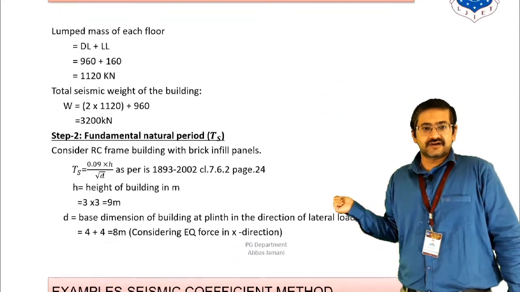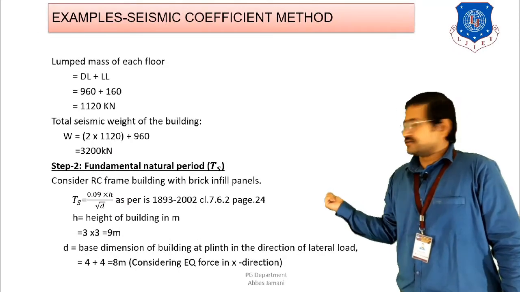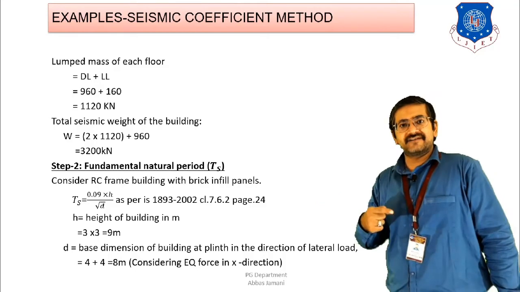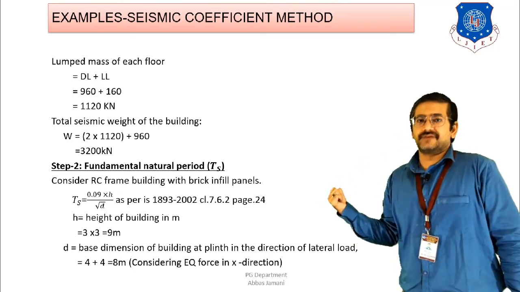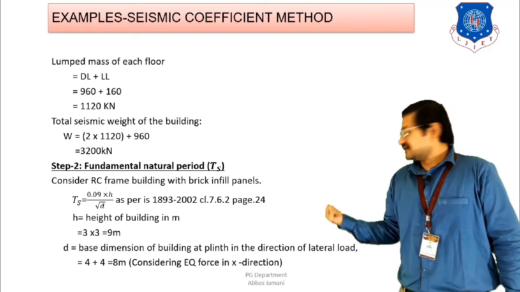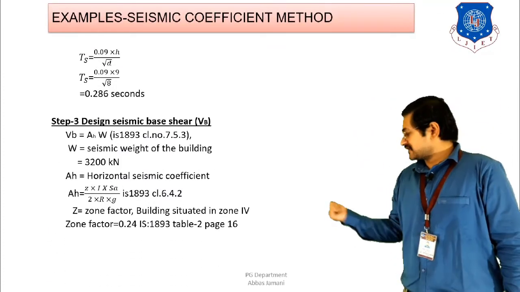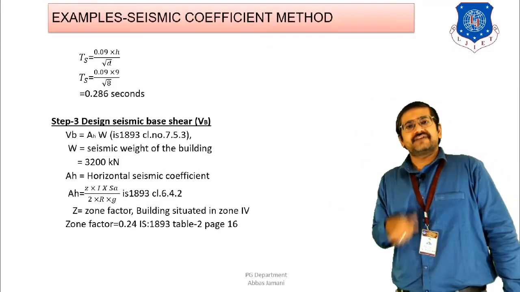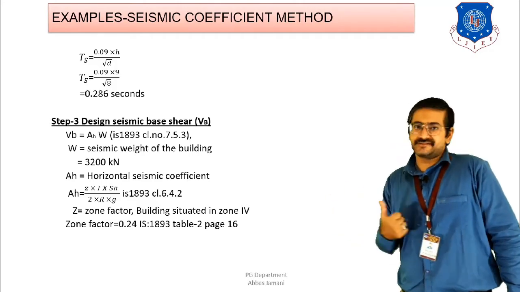Where did this value come from? As you can see over here, the total seismic weight of the building is 2 into 1120, that is 1120 for first floor, 1120 for second floor, and 960 for the roof level. So the total value is 3200 kilonewton. That value becomes the value of W that we have calculated over here, right? So W is there. Now we want to find out AH. If we have the value of AH, then we can find out the value of base shear, right?